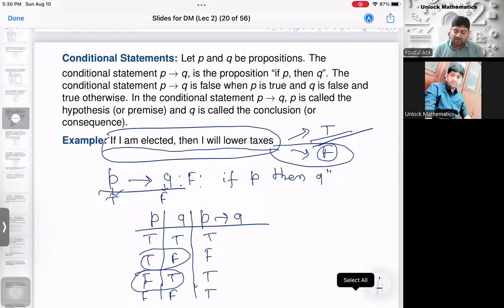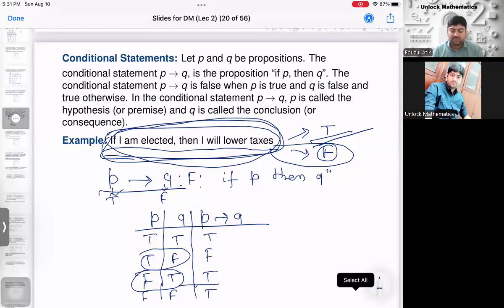Now see, you are not judging what the fact is, you are judging whether this statement is true or false: if I am elected, then I will lower your tax. Now, in reality, the politician is not elected, and somebody lowers your taxes. On the basis of that, you cannot say that this is false. So the initial statement was true, right? Even if this is false and this is true, P imply Q will be true. This part needs to be clear.